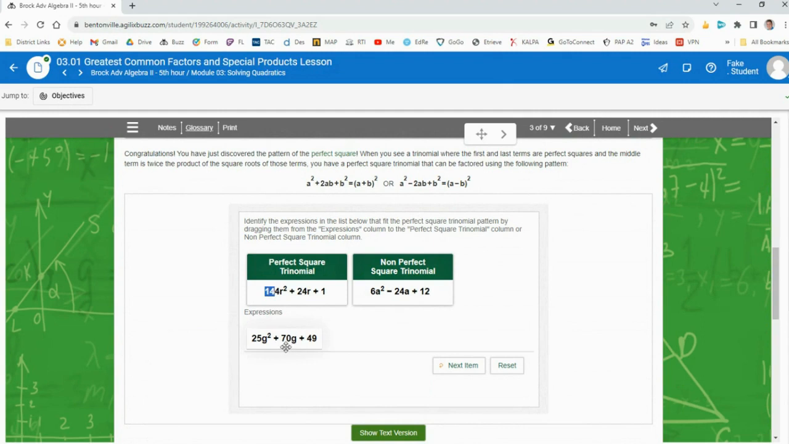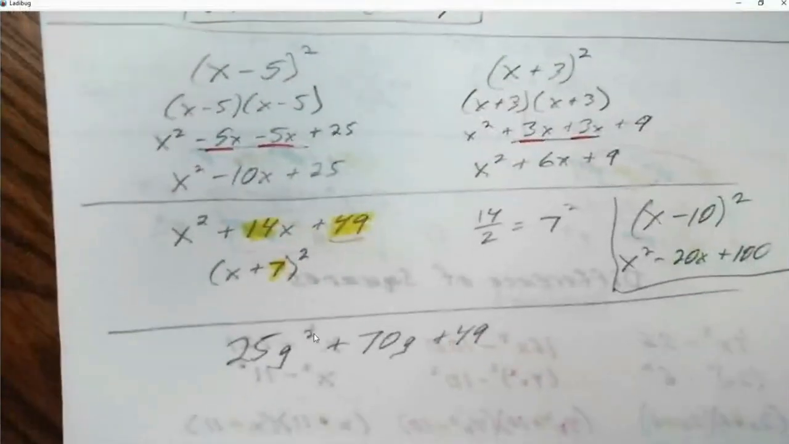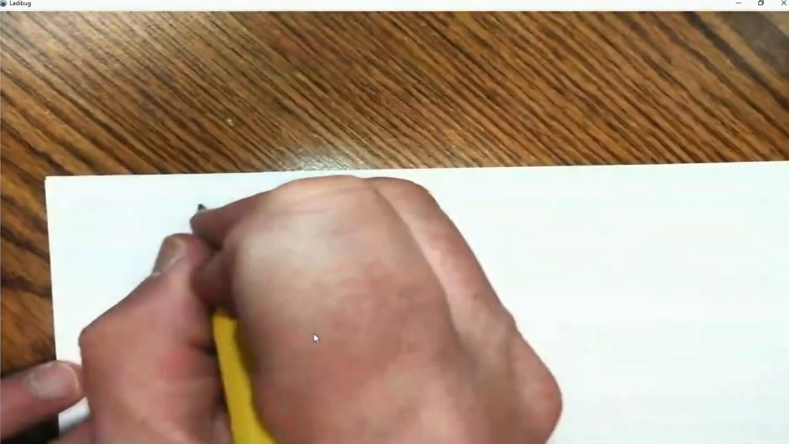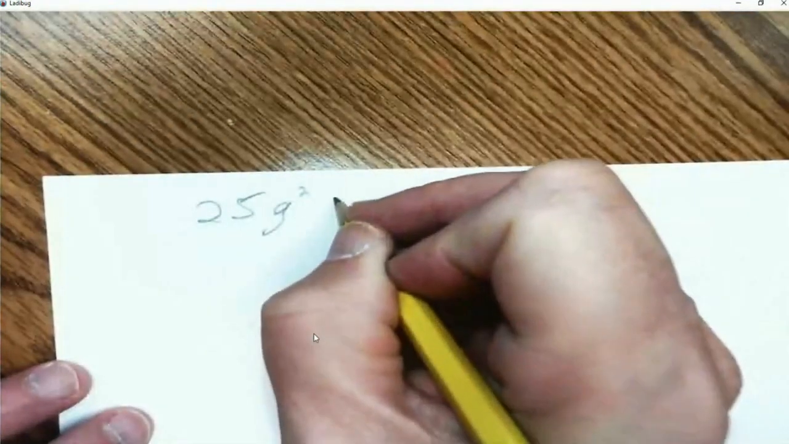This one, if we cut the... is that a perfect square? It is. We need to play with that. All right, so 25g squared plus 70g plus 49. Okay, so things change a little bit when the first term, and let me just write that on different paper. The background is making that look funny.